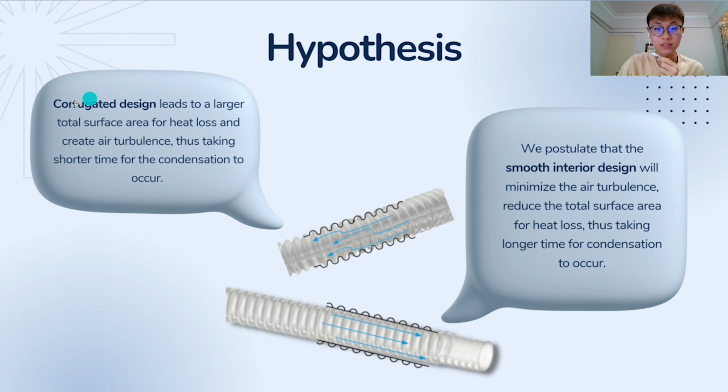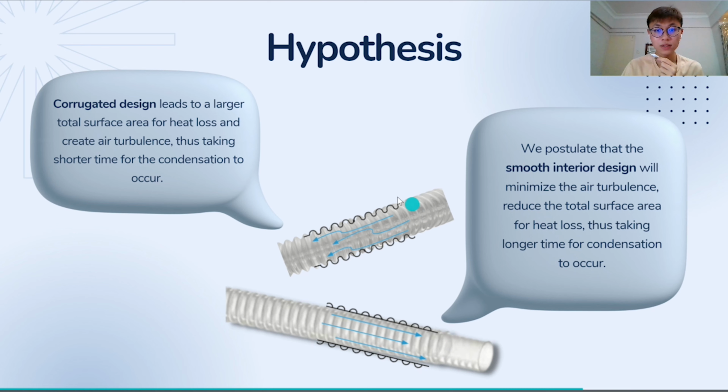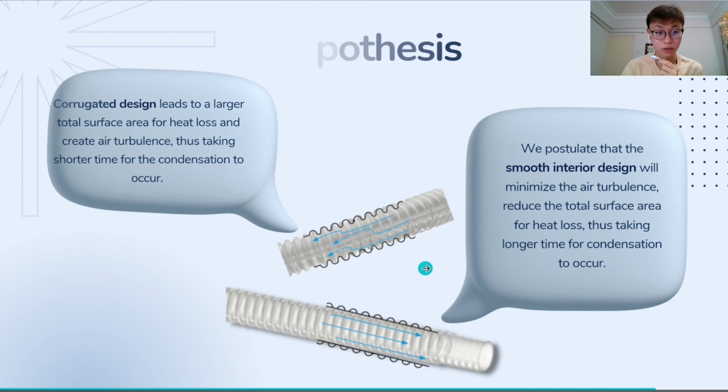The standard corrugated design of the ventilator tubing leads to a larger total surface area for heat loss and creates air turbulence, thus taking a shorter time for the condensation to occur. Hence, we postulate that the smooth interior design will minimize air turbulence and reduce the total surface area for heat loss, thus taking a longer time for the condensation to occur.